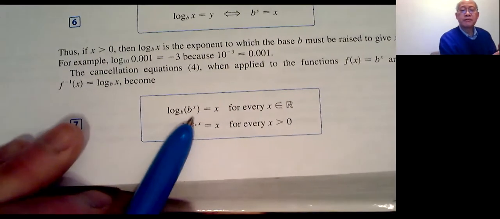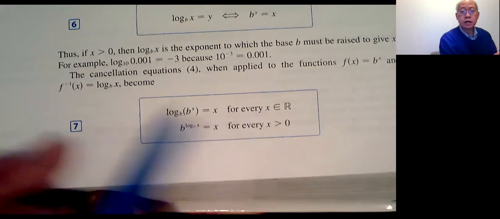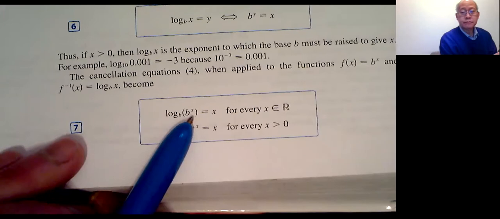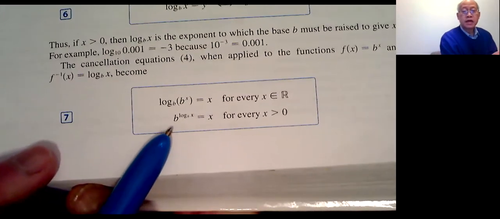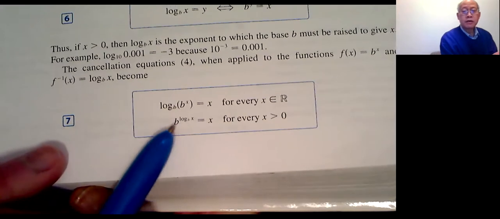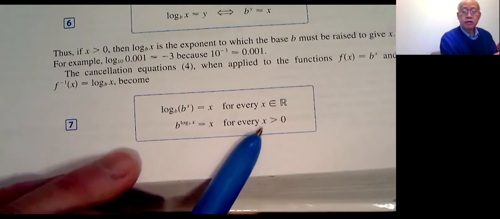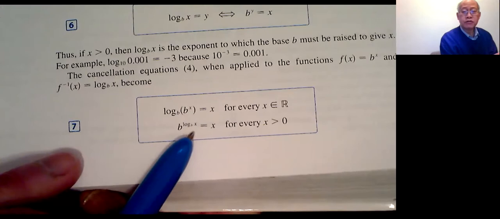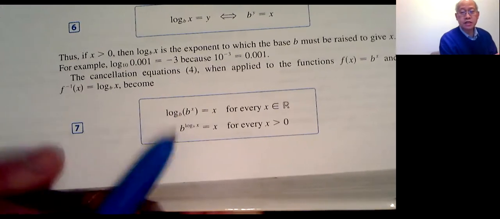Log base b of b to the x equals x for every x that is a real number. So there's a log and an exponential, and they cancel out. And likewise, switch it around: an exponential and then a log. B raised to log base b of x is also equal to x, but that's only for x greater than 0. You might recall you can only take the logarithm of positive quantities, and I'll show you the graph of that in just a moment. So these are two cancellation laws.